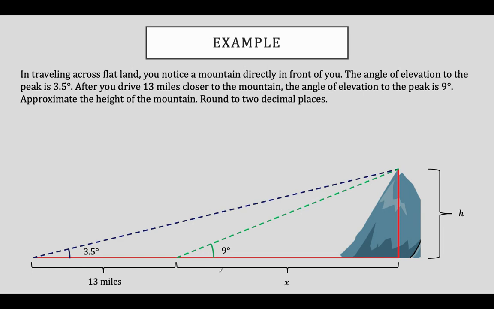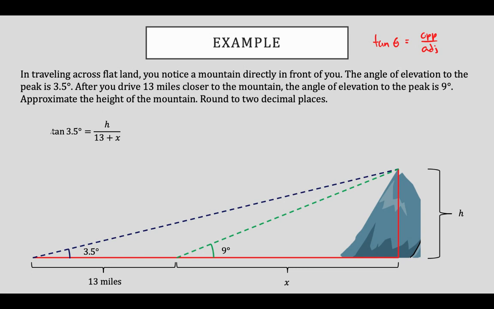Is there a trig function that relates opposite and adjacent sides of right triangles? Yes. Remember, tangent of theta is equal to opposite over adjacent. So in this case, we would have the tangent of 3.5 degrees is equal to h divided by 13 plus x. Yes, this whole bottom side of the larger right triangle would be 13 plus x.